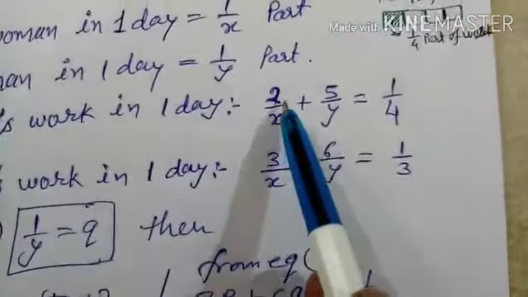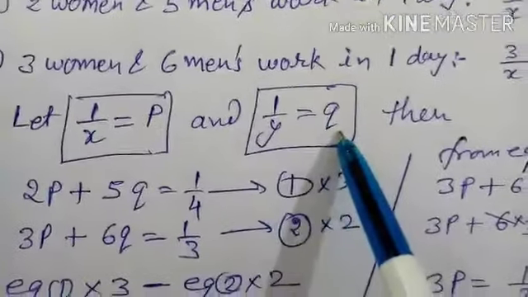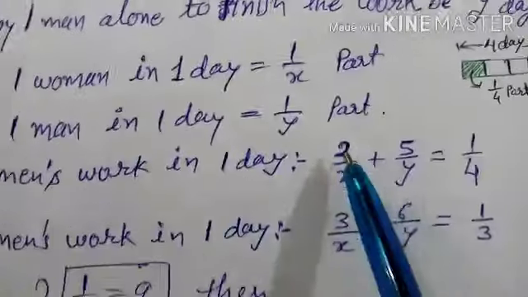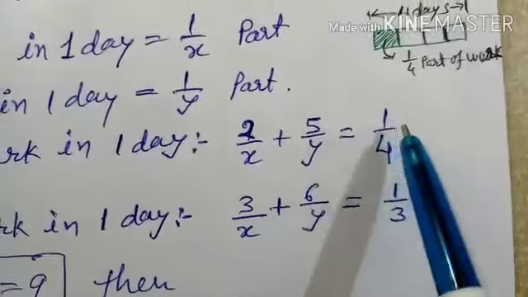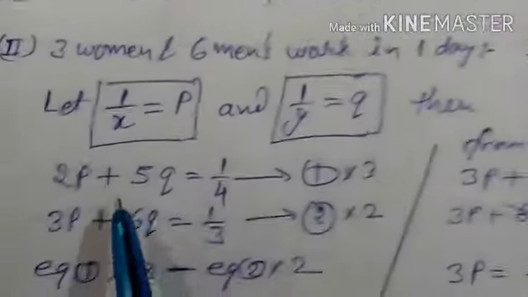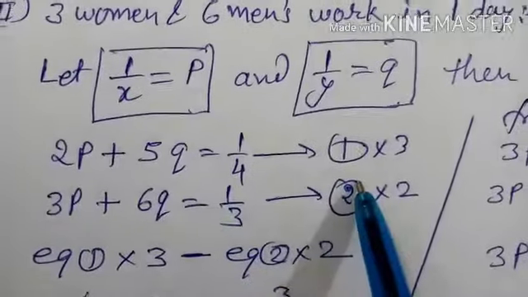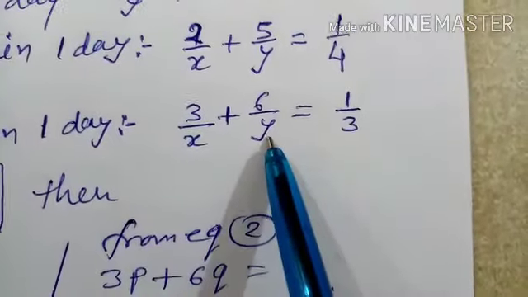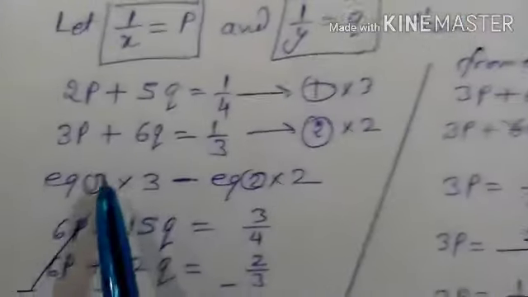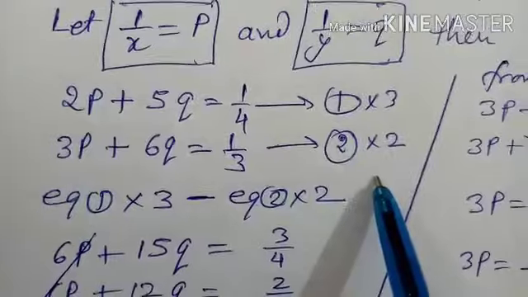Now 1 by X is equal to, suppose, P, and 1 upon Y is equal to, suppose, Q. So our equation will be 2P plus 5Q, and that is only 1 by 4. 2P plus 5Q is equal to 1 by 4, equation number 1. And the second equation: 3P plus 6Q is equal to 1 by 3, equation number 2.